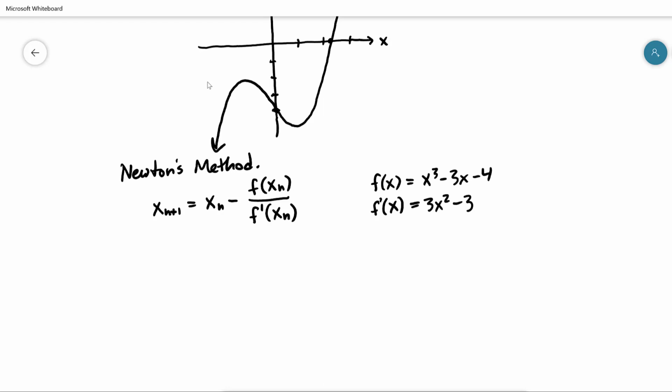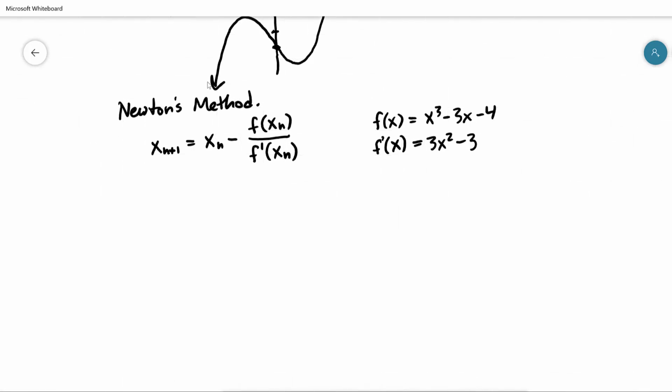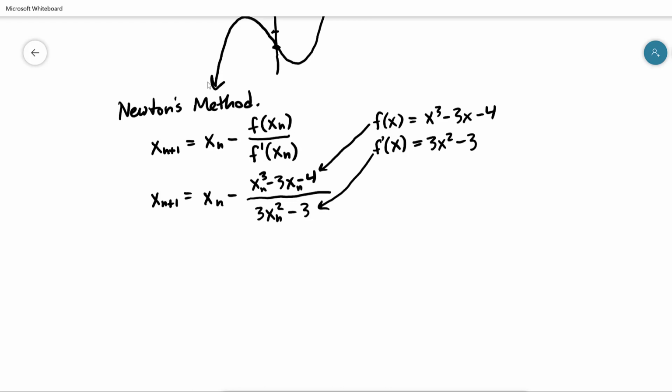And so for us, our specific version of Newton's method for this will look like the following. So we get x_{n+1} equals x_n minus, the numerator is going to be x_n cubed minus 3x_n minus 4. And again, these are evaluated at x_n. And I'm dividing by f prime of x_n, so 3x_n squared minus 3. Just basically plugging that guy there, that guy there. So there's our formula.